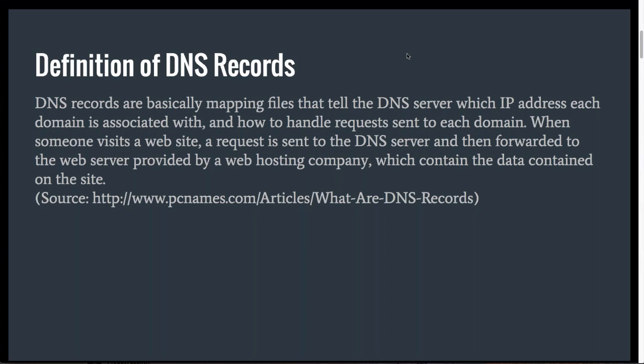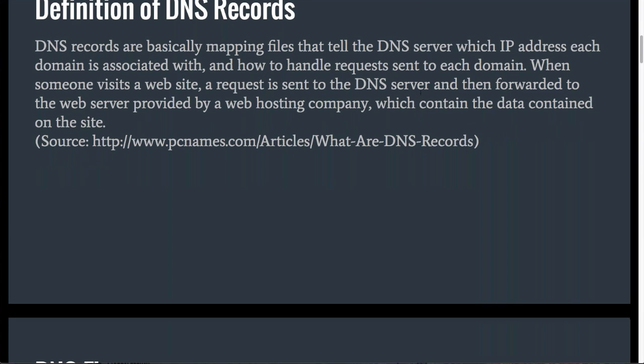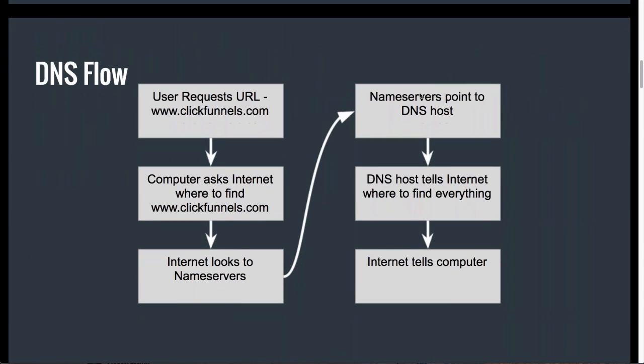But DNS records are basically mapping files that tell the DNS server which IP address each domain is associated with. A website is actually associated with an IP address. Just like we have a physical address for our house, the IP address is the address for that website. What does IP stand for? I believe it's Internet Protocol. That's right.